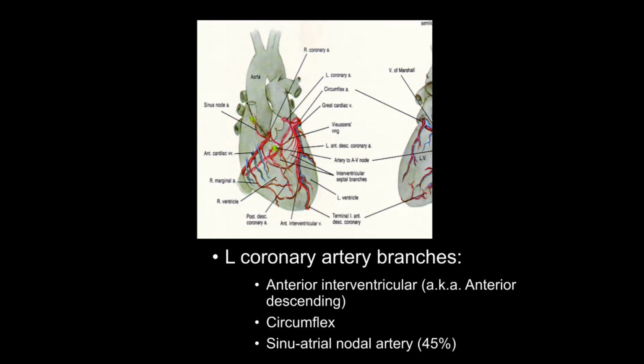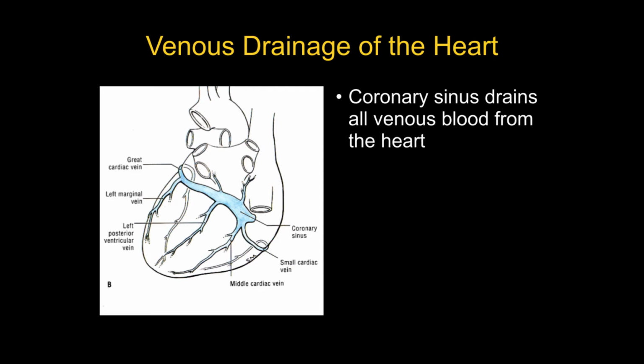Now what does it supply? So the left main artery, or the left anterior descending artery, or the left anterior interventricular artery, is a very prominent artery, very easy to see, and supplies most of the heart. So most devastating heart attacks are due to a blockage of the LAD. Other important branches of the left coronary artery are the circumflex artery, as well as, in 45% of people, the SA node artery.